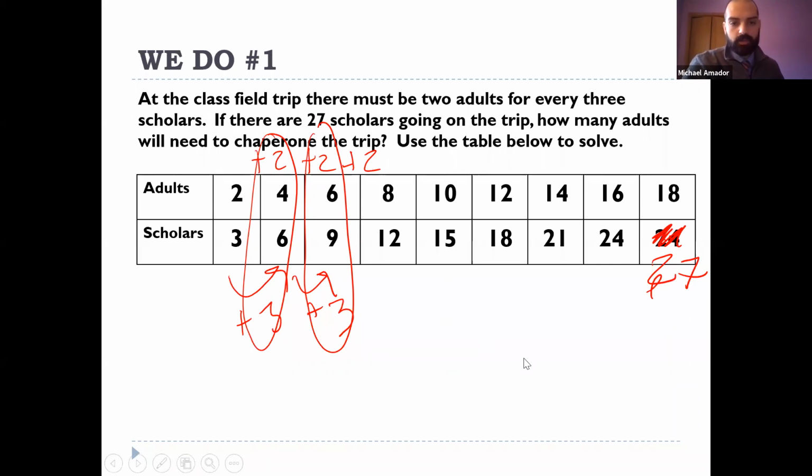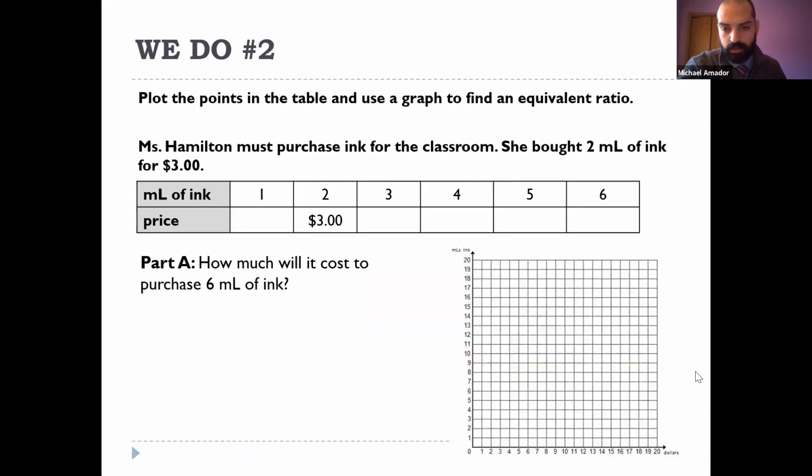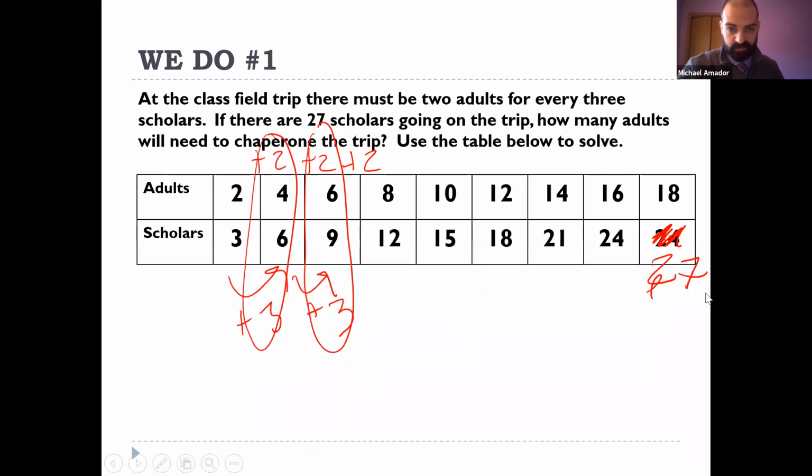So go back to our actual we do problem. We're being asked to find the number of adults that we need. Have we solved our problem yet? We need to report an answer. So let's go to someone I haven't heard from, Esther. Esther, what is our answer? My answer is 18. 18 what? 18 adults. Yeah, we need 18 adults.